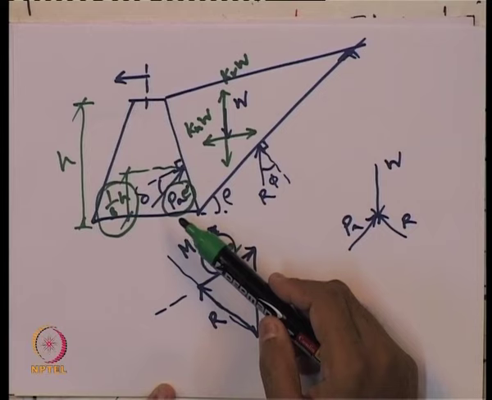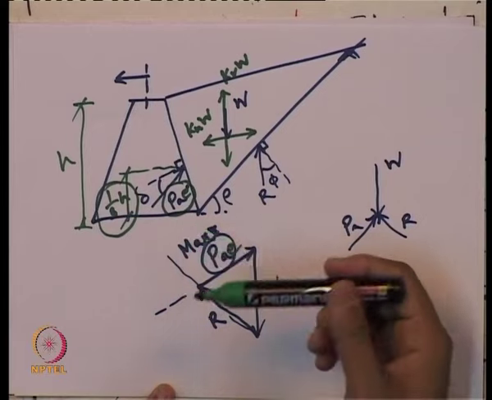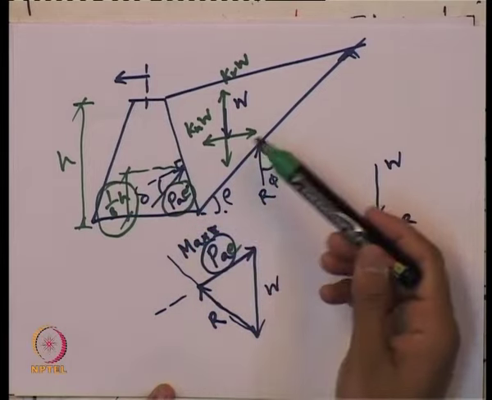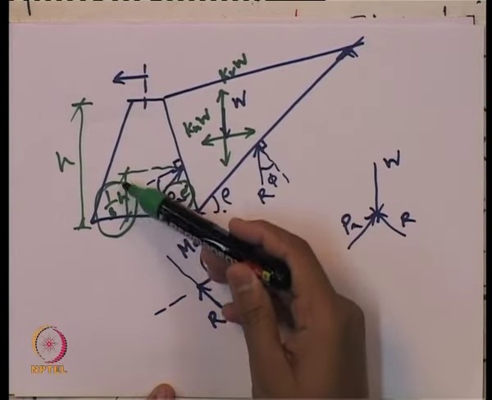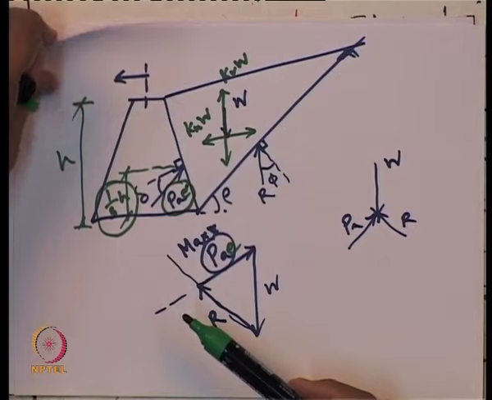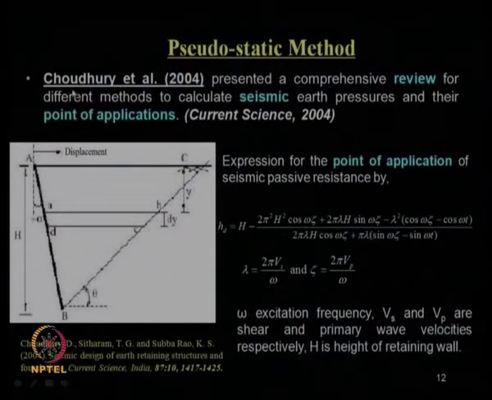So, the point of application should also be known, and that also takes care of your sliding analysis, rotational analysis, everything, because in every case the point of application is an important parameter. So, to find that out, you can see in this paper, Chaudhary et al. 2005, we did a comprehensive review of different methods to estimate the seismic passive earth pressure using the pseudostatic approach and their point of application.